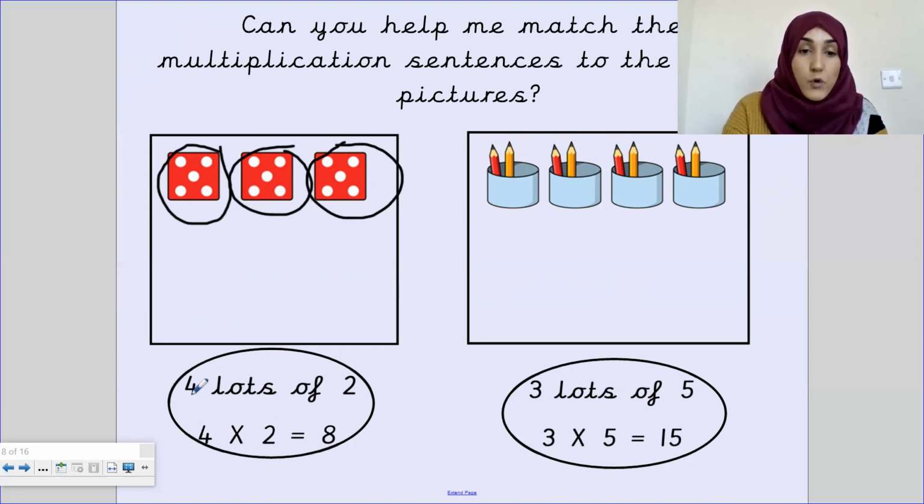So is it 4 lots of 2? 4 multiplied by 2 equals 8. Or is it 3 lots of 5? And 3 multiplied by 5 equals 15. Make your decision, Morris class.